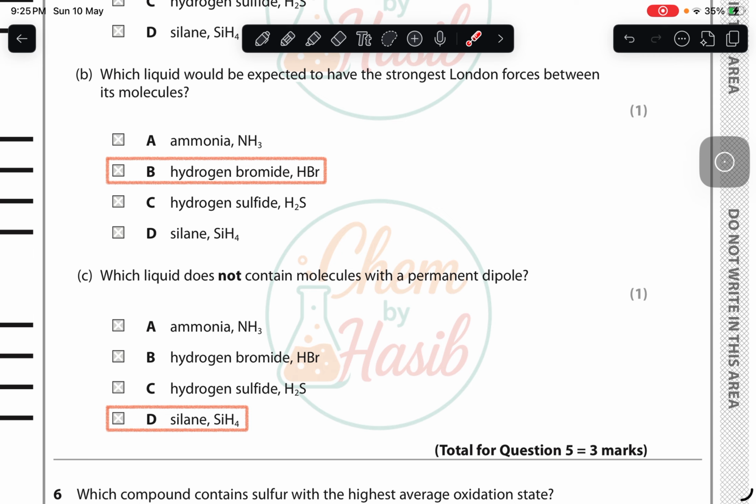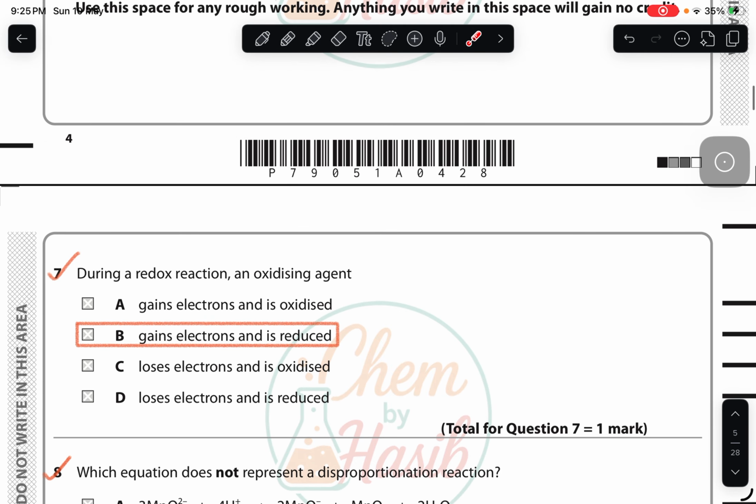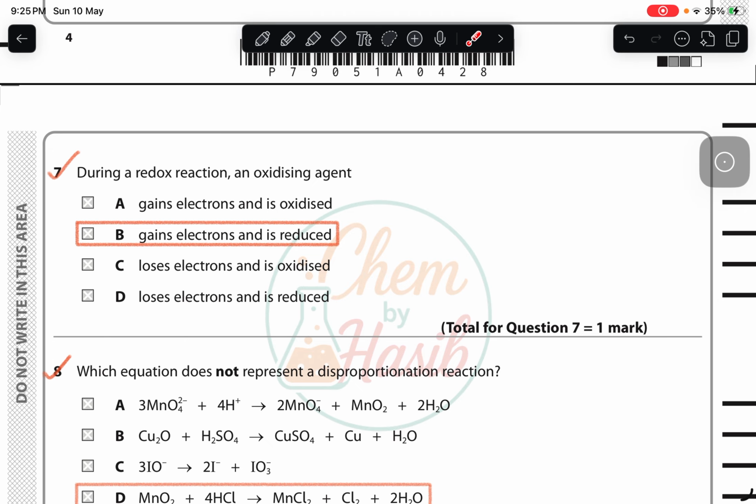Okay, we'll move on to the next question. Question number 7. During a redox reaction, what happens to an oxidizing agent? An oxidizing agent will always get reduced and therefore will gain electrons. An oxidizing agent oxidizes other substances and gets itself reduced, right? So it would be gaining electrons.